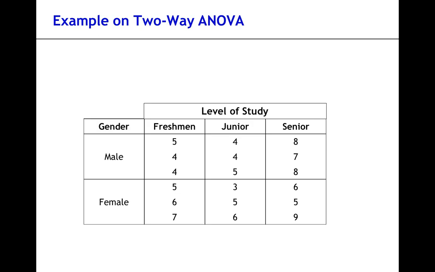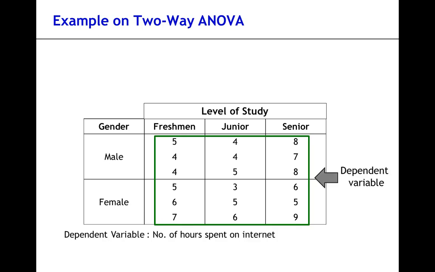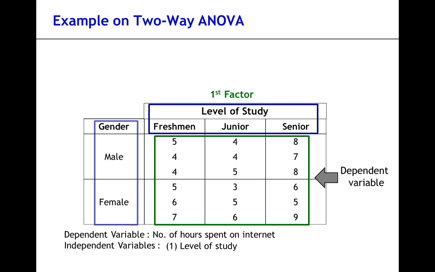For two-way ANOVA, the data may be categorized further. Here's the same set of data for the dependent variable again. For independent variables, not only are they split by level of studies, the data is further split by gender. Hence, 2 factors are involved. The first is by level of study, and the second is by gender.